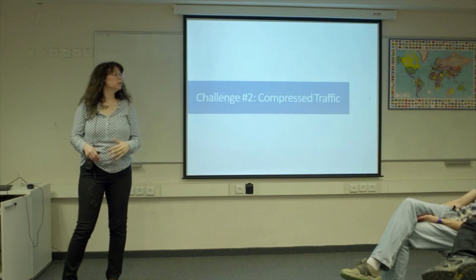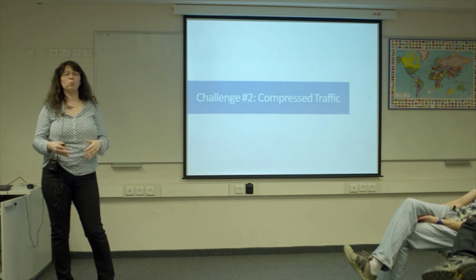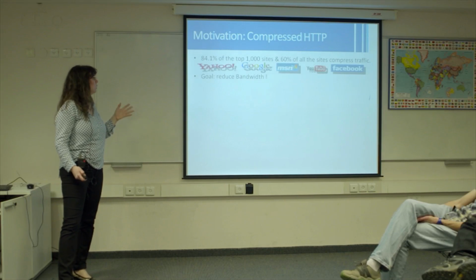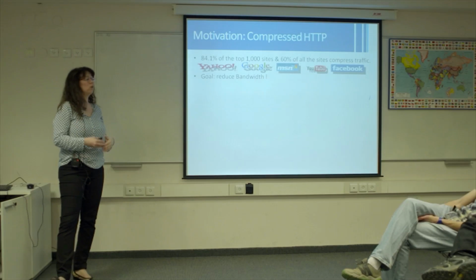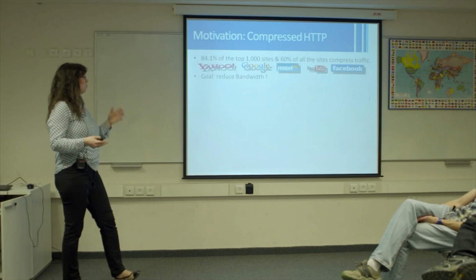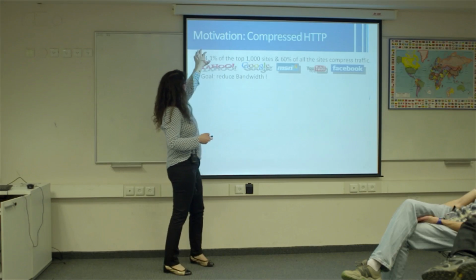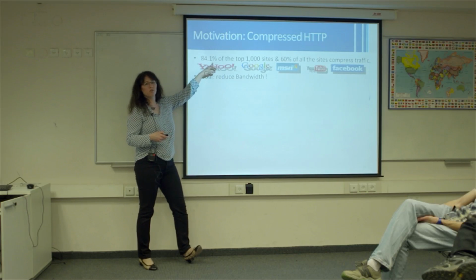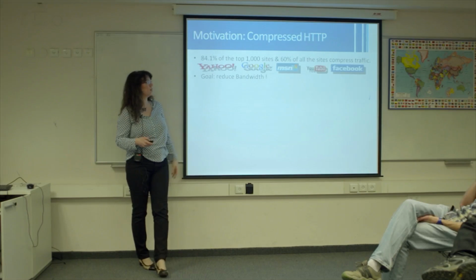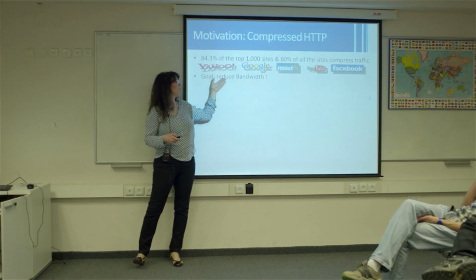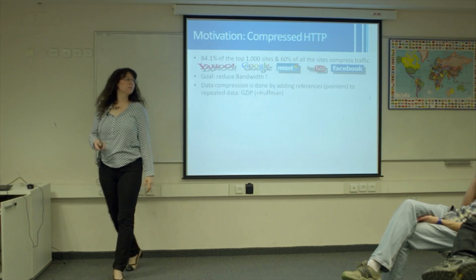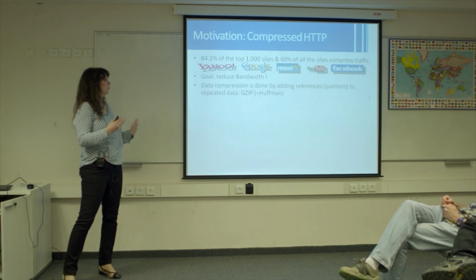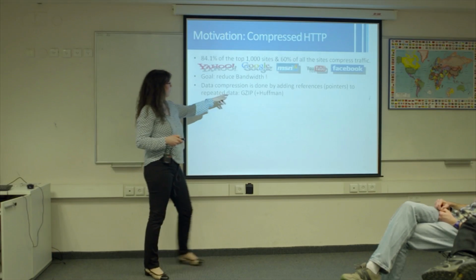This is the first challenge. The second challenge is dealing with compressed traffic. And you need to understand that 60% of all the HTTP traffic today is compressed. And if you look at the top 1,000 sites, the percentage is even higher, 84%. They use compressed traffic because they want to reduce the bandwidth. And data compression is done by adding reference pointers to repeated data. Usually it's gzip and then Huffman.